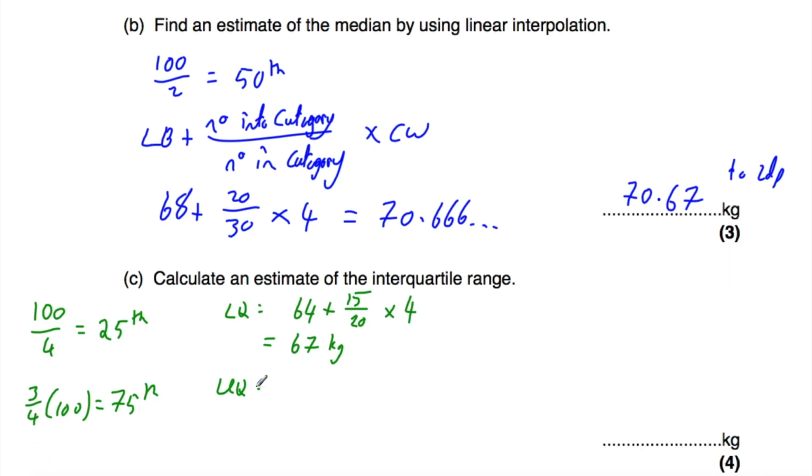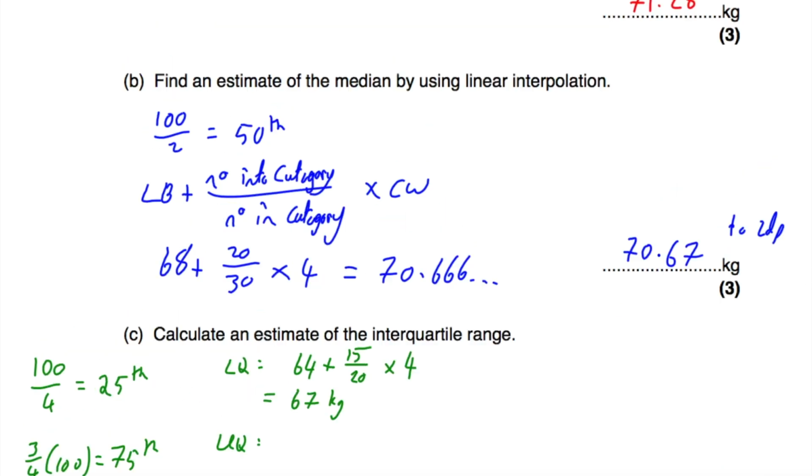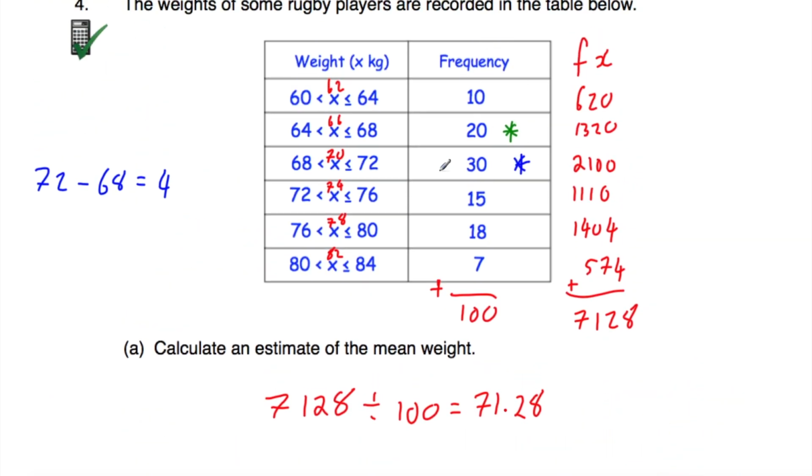Okay, so we're now going to look at the upper quartile, which is the 75th value. So let's go back up to our table, and we want to find the 75th value. Here we've gone 10, and another 20 would be 30, plus another 30 would be 60, plus another 15 would be 75. So the 75th value is actually at the very end of this category. So that means that the upper quartile is actually going to be 76.